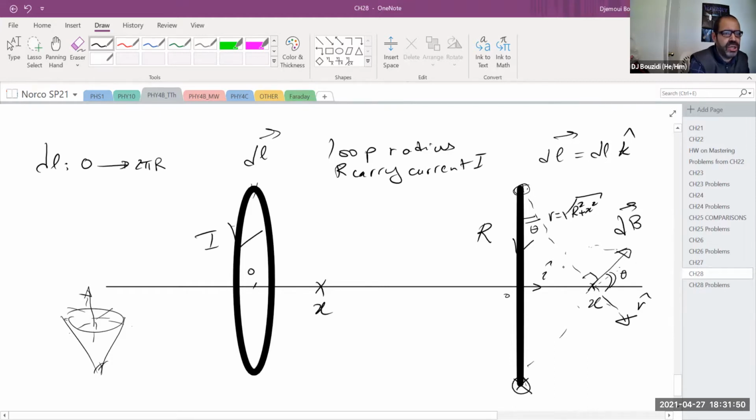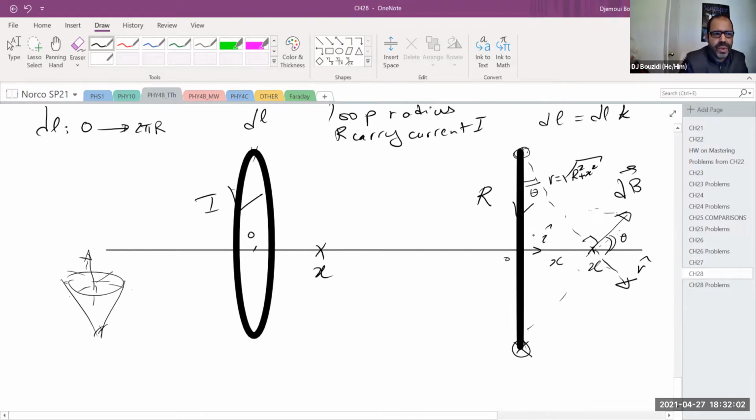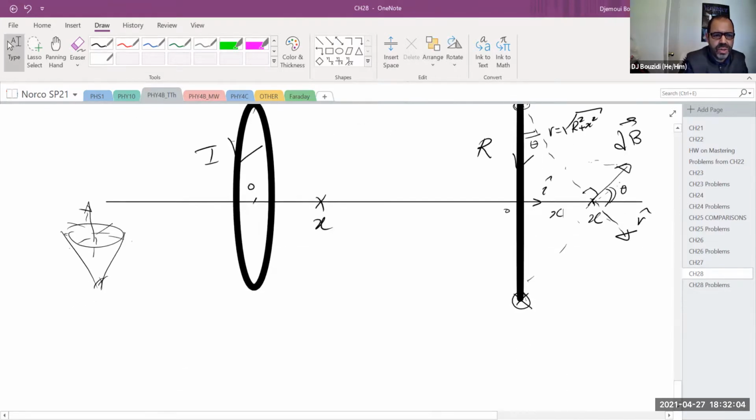And cosine of theta, from this geometry, this is the opposite. This is the hypotenuse. So just the adjacent, which is r, divided by just this little r, and that's it. So we have everything now to do the calculation.